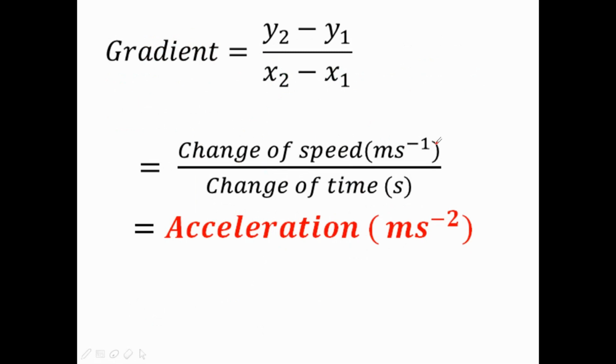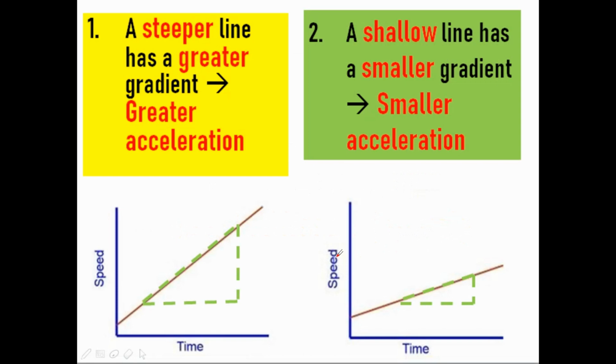Speed is meter per second, time is second. Speed against time is acceleration. The unit is meter per second per second. Because the second here is power 1, then you have to minus 1 to this. Therefore, you will have meter per second, m s to the power negative 2. A steeper line has a greater gradient, meaning greater acceleration. A shallow line has a smaller gradient, meaning smaller acceleration.